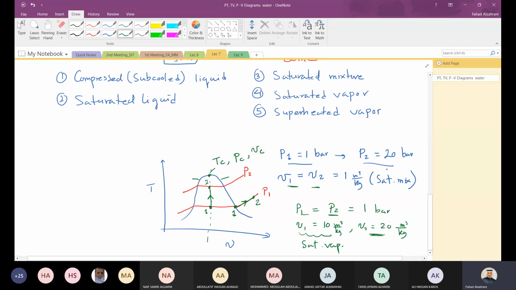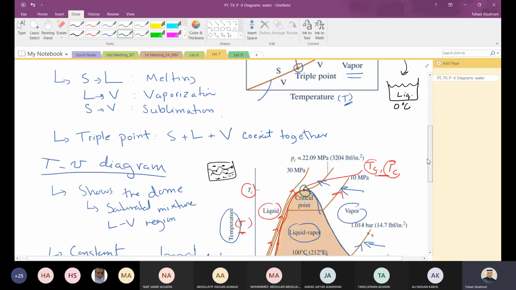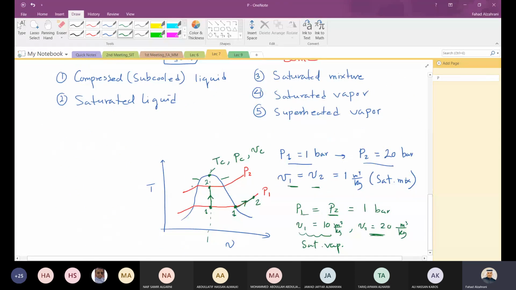Okay, any questions on the critical point or critical properties before we move on?